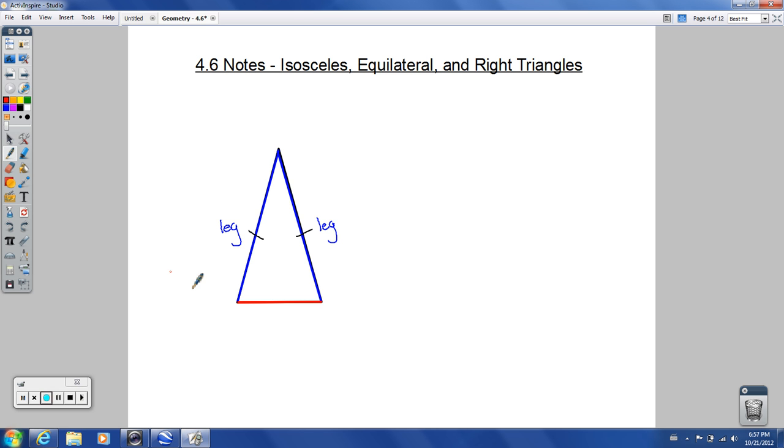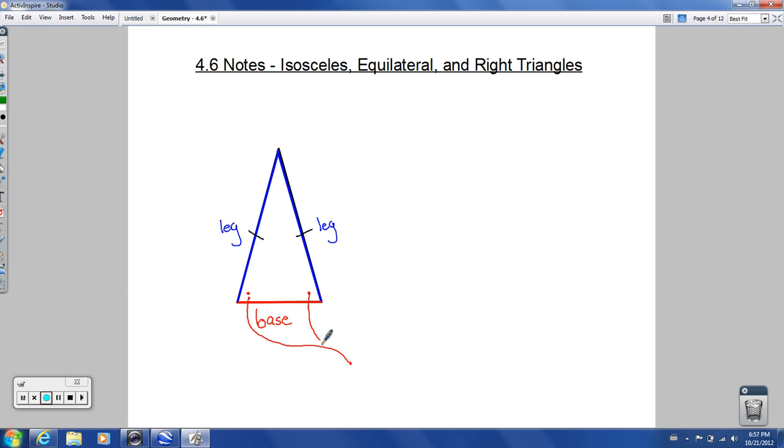So this is called the base down here. We're going to learn some stuff as we move on about the base angles. But for right now, these are right here, this one and this one. We're just going to label those as the base angles. I'll use my shorthand for angles there. These two things are the base angles.